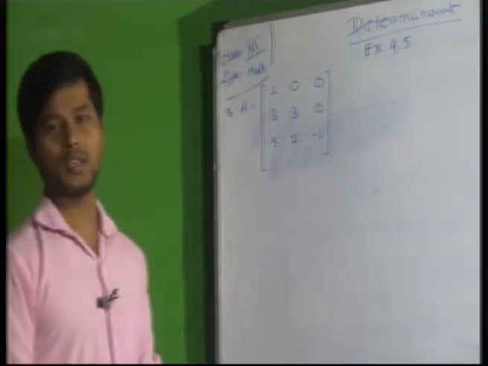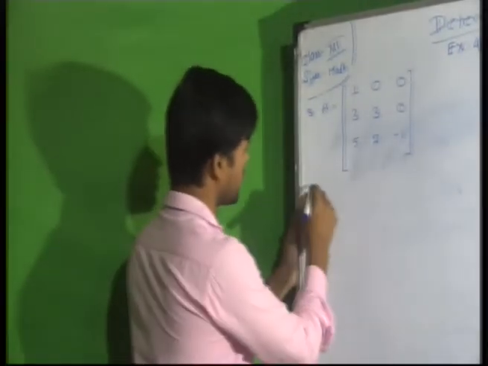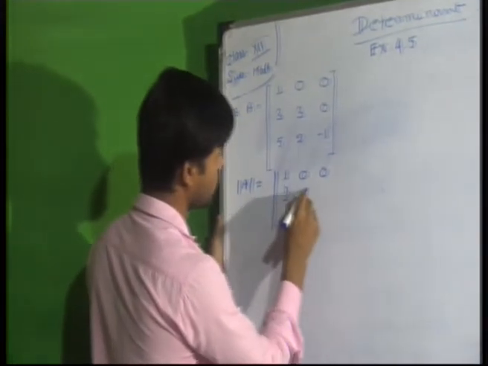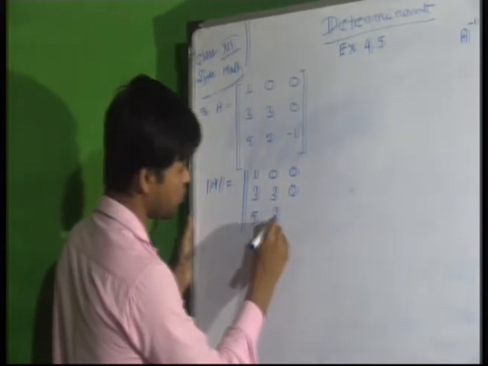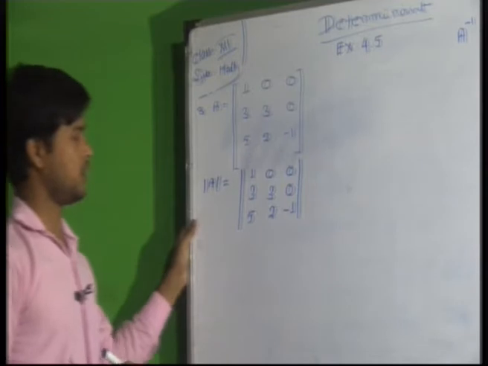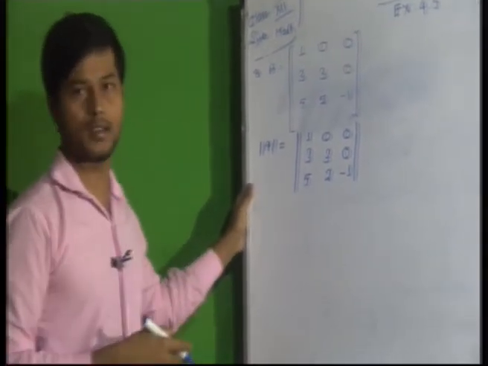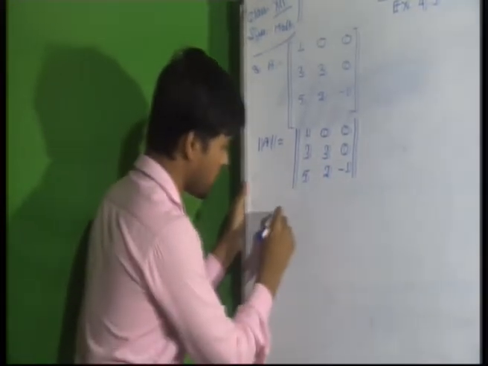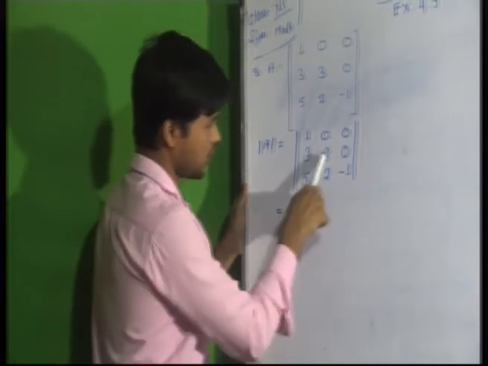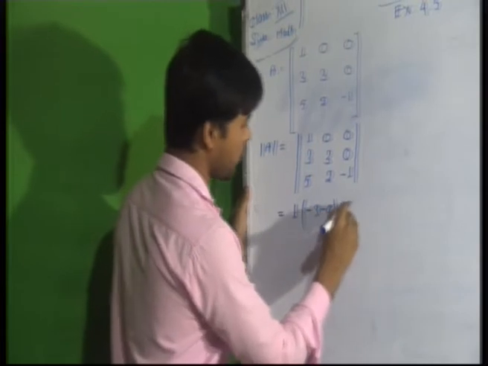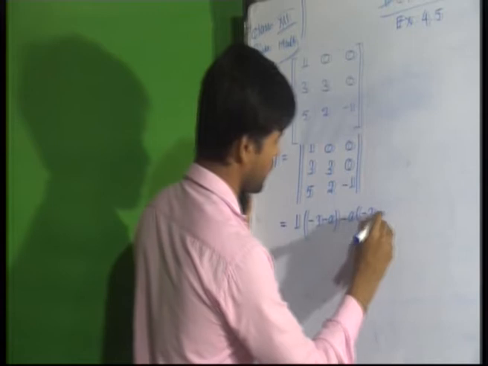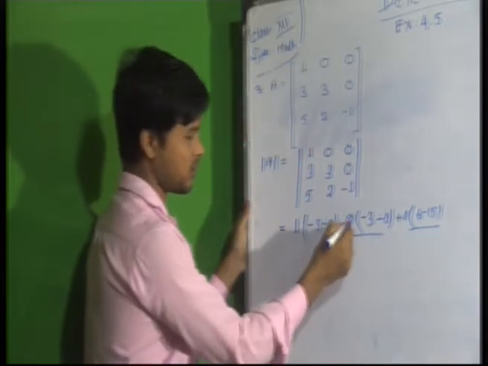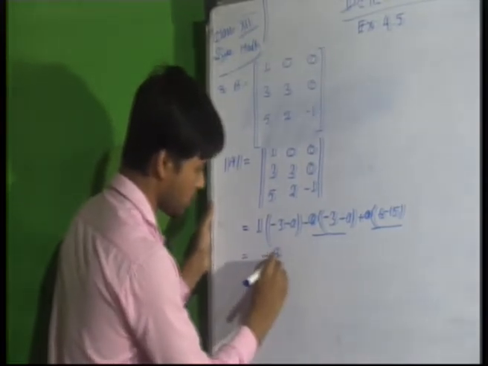Now, look, first we have to check whether the matrix is a non-singular matrix or not. Okay, so calculate the determinant of the matrix. det A is equal to the determinant of 1 0 0, 3 3 0, 5 2 minus 1. I think we know very well how to expand this determinant. We will expand it along the first row because it contains the maximum number of 0s. So, expanding along the first row, it will be 1 into (3 into minus 1 minus 0), minus 0 into (minus 3 minus 0), plus 0 into (6 minus 15). These two terms will be 0 because there is a 0. So, the value of the determinant is equal to minus 3.